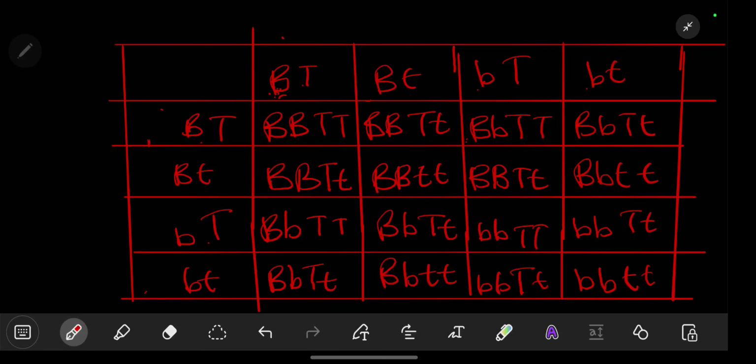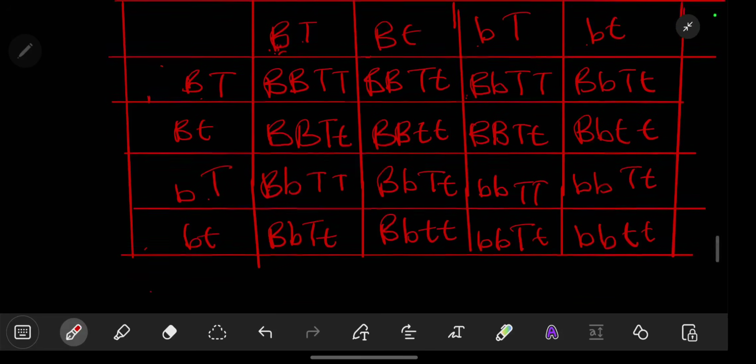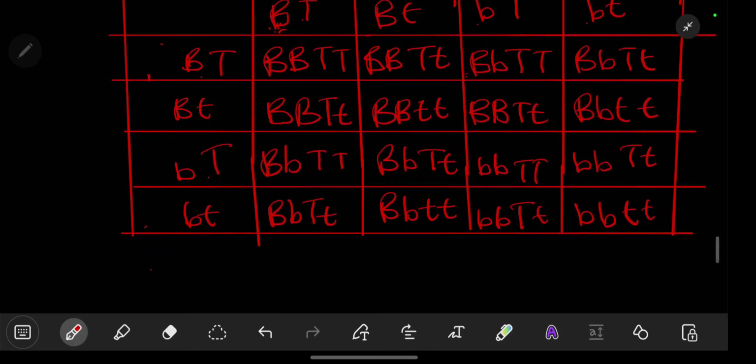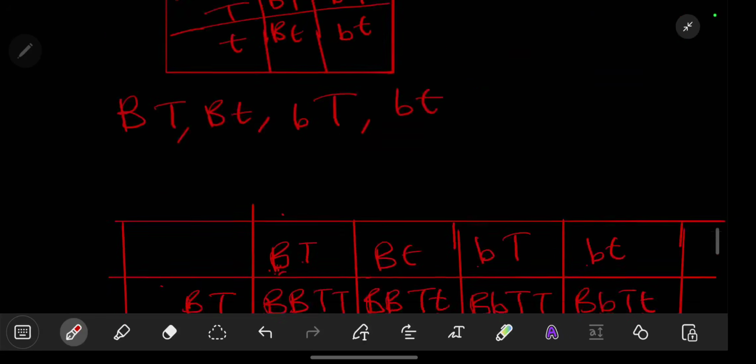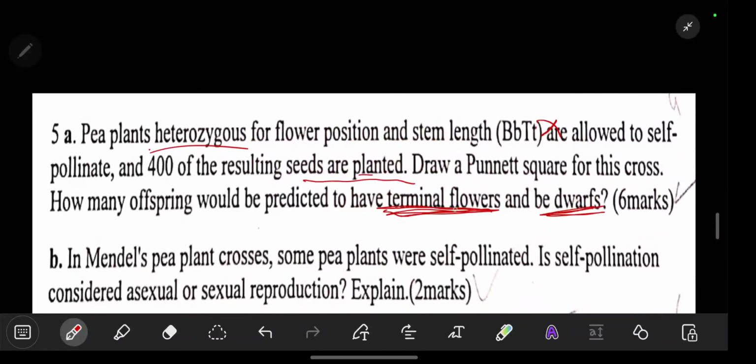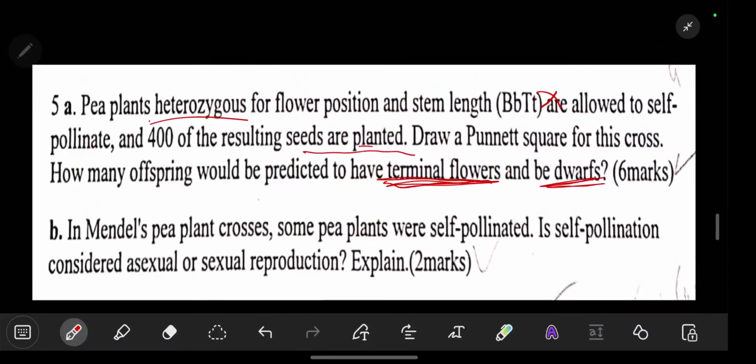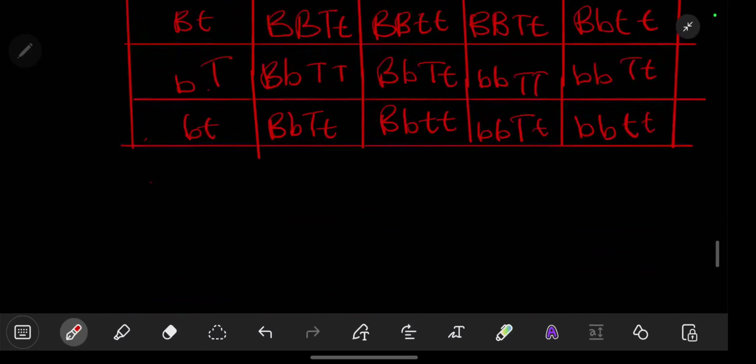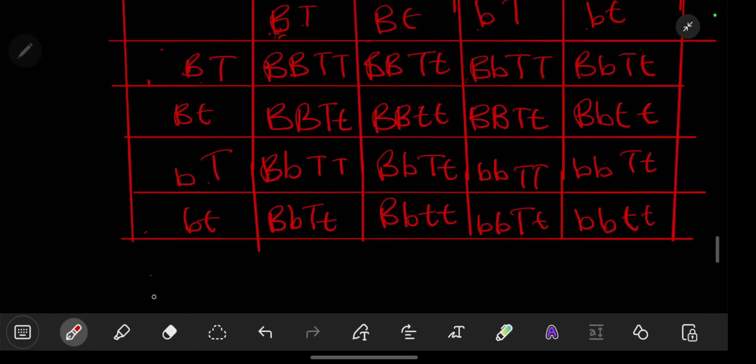Therefore, we just have to identify. We begin with identifying. So the opposite of terminal is axial, so we can say axial and tall. So we begin with our dominant ones, just in case they have given you that. So we have our axial and tall. So axial and tall, we will have to count.